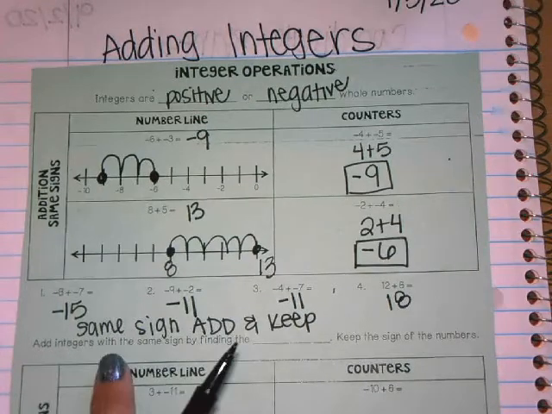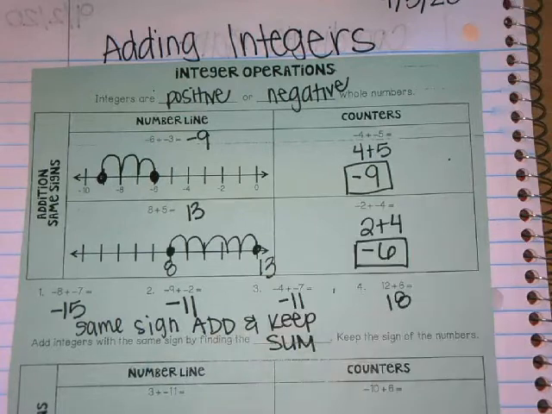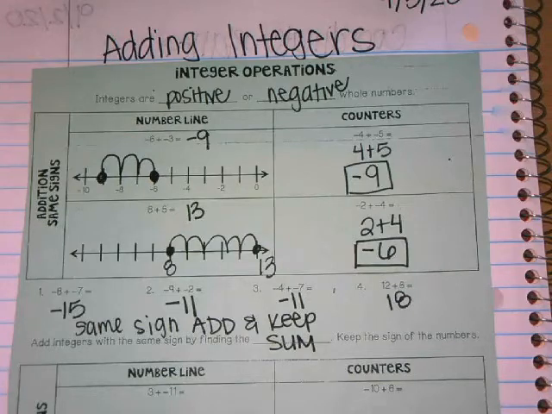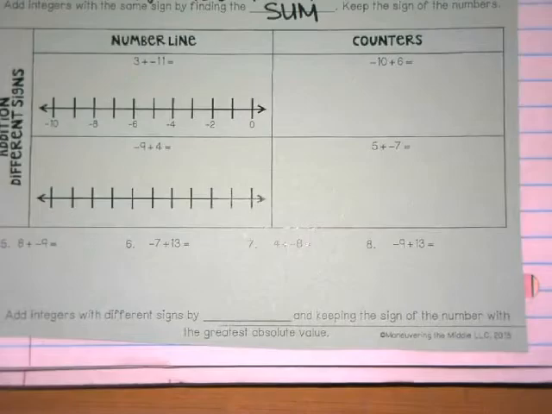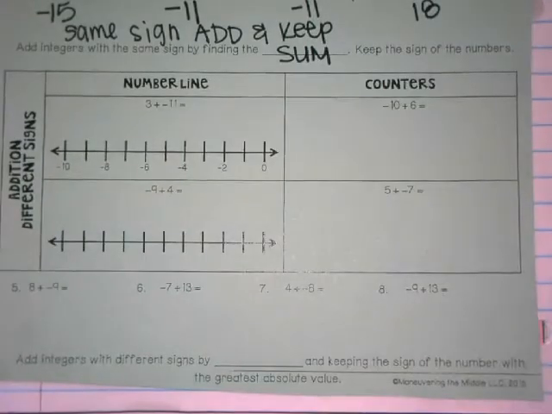So when we add integers with the same sign, you are finding the sum, that's why we add, because you are finding the sum, and you are keeping the sign of the numbers. Same sign, add and keep. Any questions on same signs? Okay, let's go to different signs, because they're not always going to be the same, right, guys?